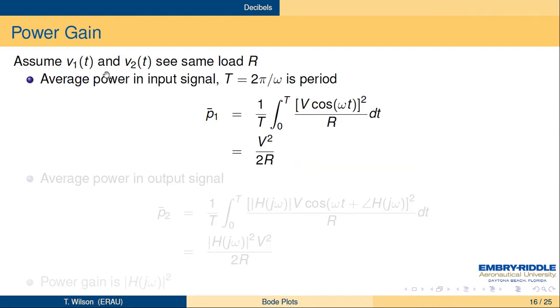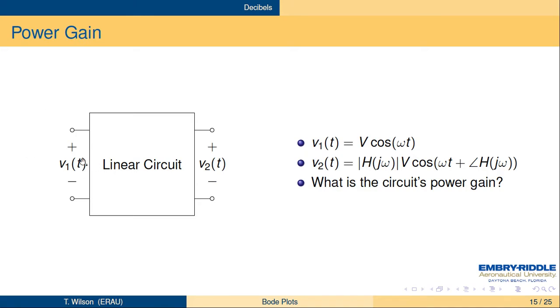Let's assume that the load that V1 sees, the internal resistance, the source resistance, if you will, or the load resistance seen from the point of view of the source attached on the left side, and then when we hook this thing up to something else, let's assume they see the same resistance. That was a fairly common practice in the day.